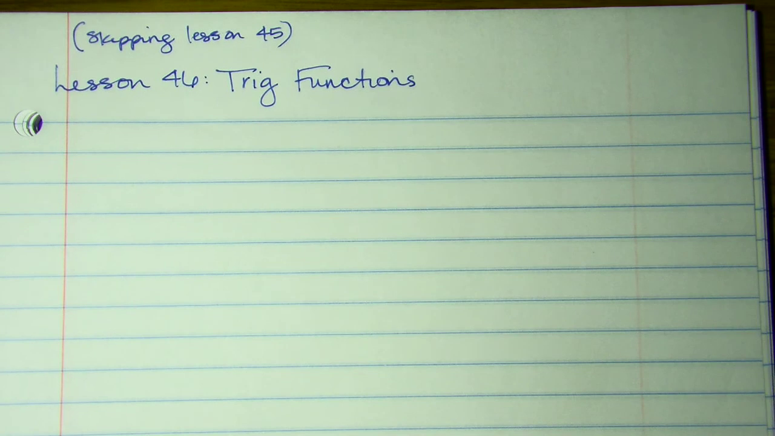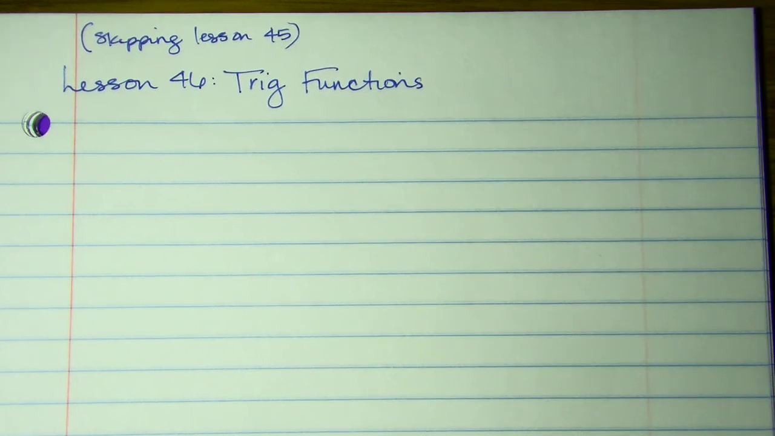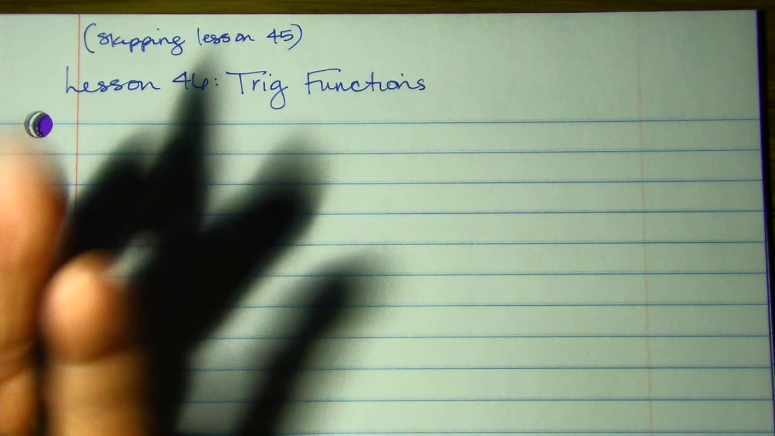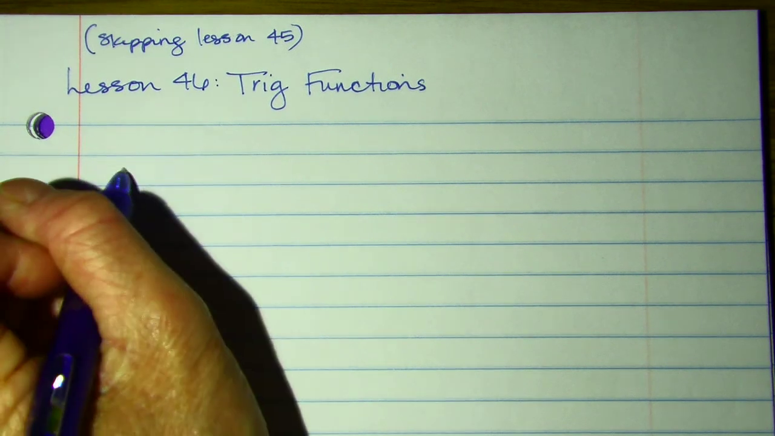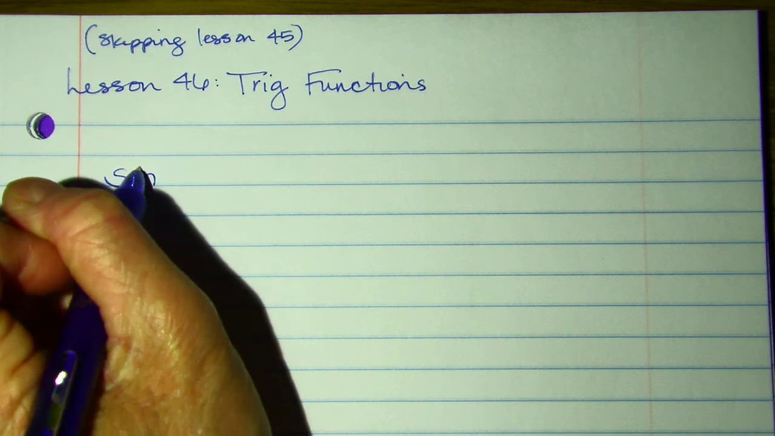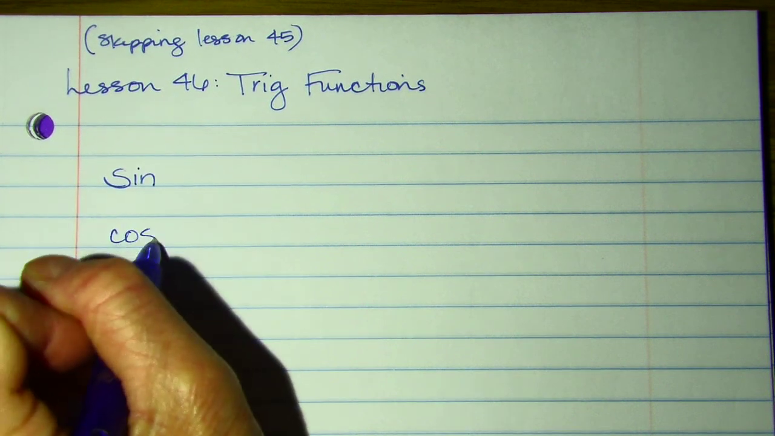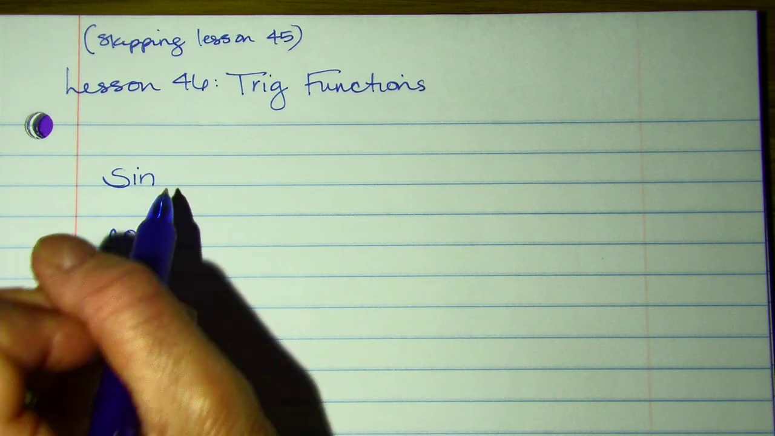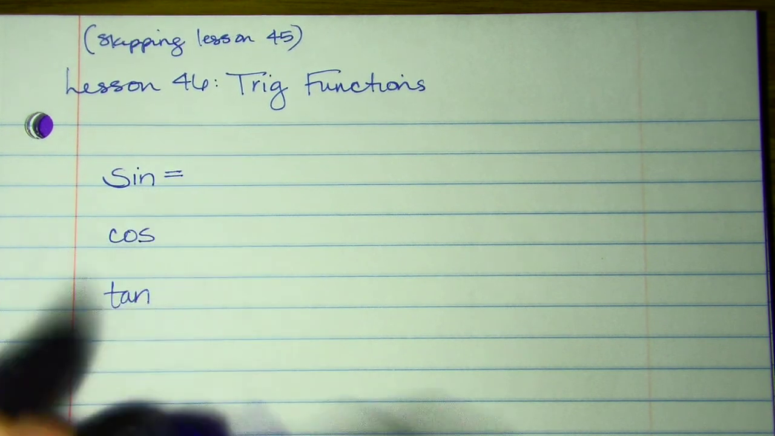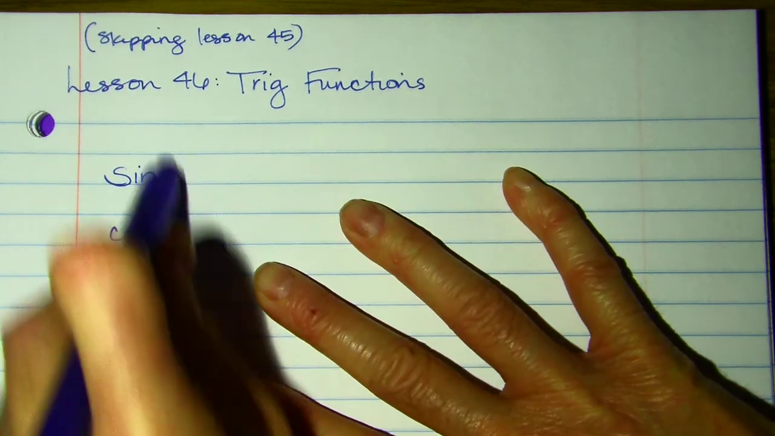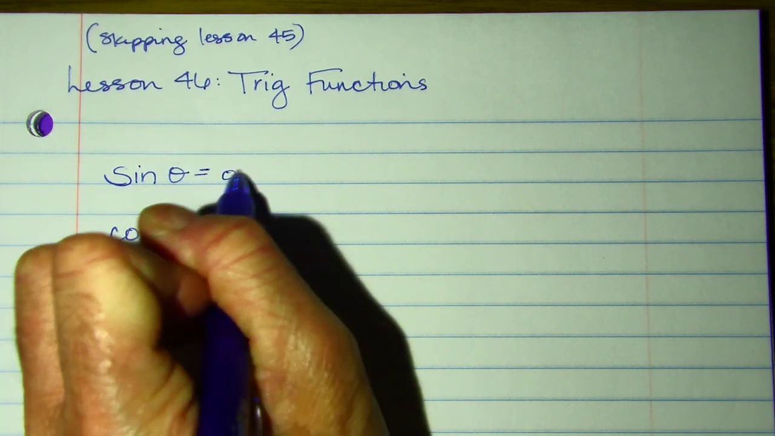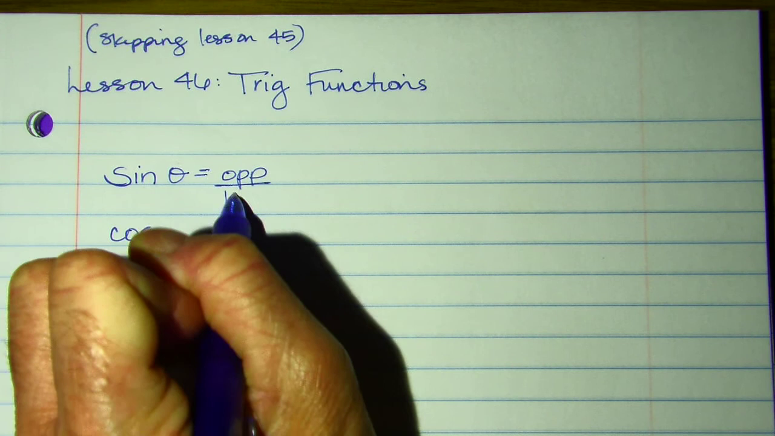This is review from geometry. So if you liked geometry, here we go. We are going to be reviewing trig functions. Now, there are several, but let's go over the main three. So our trig functions are sine, cosine, and tangent. Now these are abbreviations, and these have to do with a side ratio. So I would say the sine of the angle theta equals the opposite over our hypotenuse.